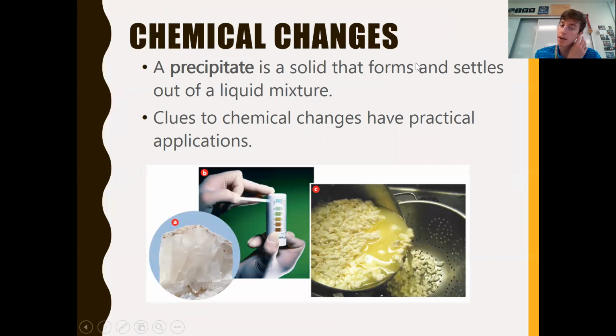Clues to chemical changes have practical applications. So, for instance, I already showed eggs a couple slides back, but when you make eggs, you are changing the composition. You can't reverse it, right? If you want to identify a chemical change, a lot of times it's something that happens that you can't undo. You can't go back to the way it was. Once you cook your eggs, you can't uncook them. We also use it for pH and many other things. We'll discuss lots of those as time goes on.